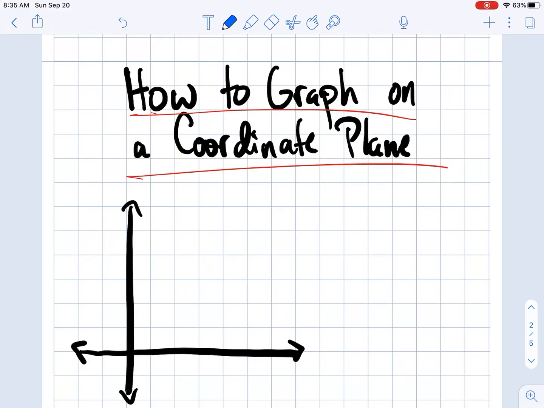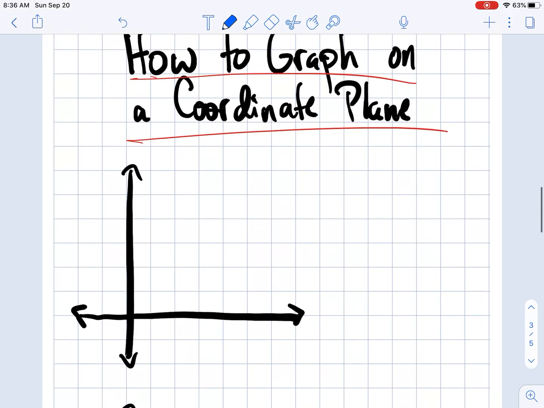Today I'm going to go over how to graph on a coordinate plane. This should be a review for most of you. So this is a coordinate plane and there are two axes. This first one is the x-axis. So the x-axis goes side to side.